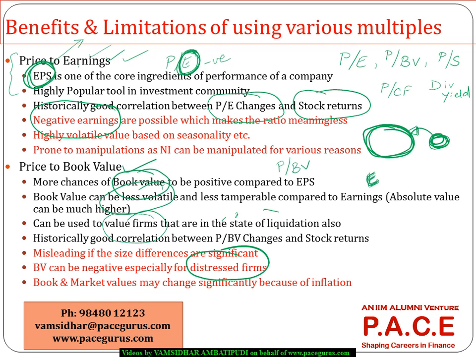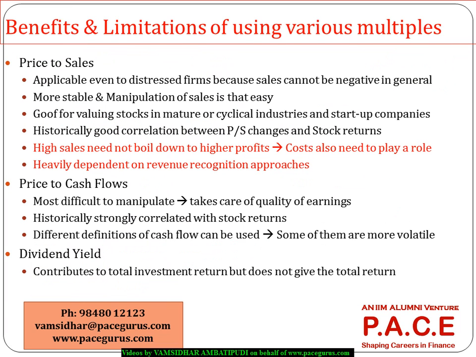And just like P by E, historically there is a lot of correlation between the changes in the ratio and the stock returns. And the book values and market values can change significantly because of inflation. So this is one more aspect that needs to be kept in mind before using the price to book value ratio as a multiple.